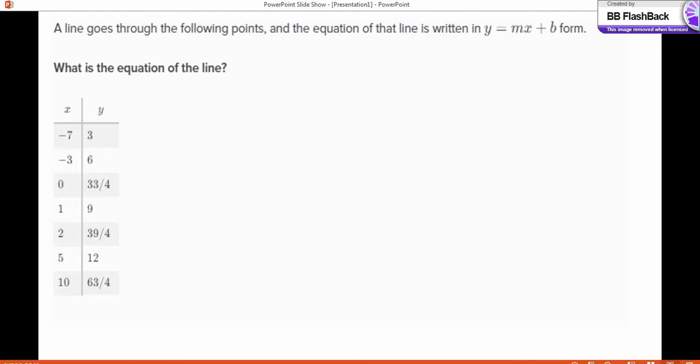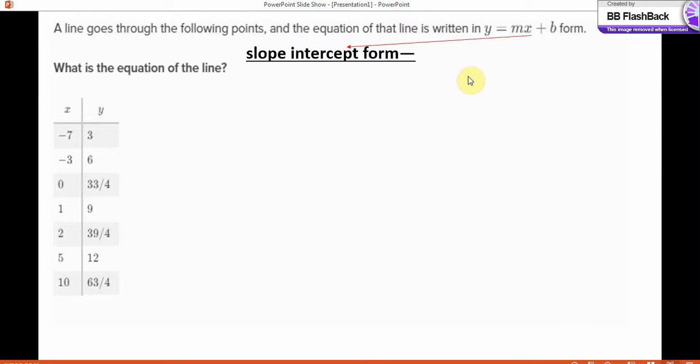This is an example problem that you'll see in Khan Academy for the objective slope-intercept form. This question is telling us that a line goes through the following points. These are our points. And the equation of that line is written in y equals mx plus b form, in other words, in slope-intercept form. It's asking us what is the equation of the line, and we need that equation in slope-intercept form.